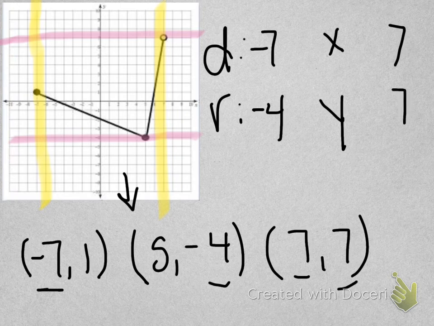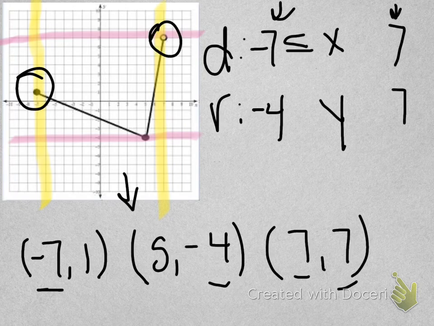Now, you do need to look at the graph when it comes to picking out your inequality symbols. So when we are talking about when x is -7, that's this endpoint. That is a closed circle, which means it needs to have or equal to. So I'm going to put less than or equal to. When x is 7, it's an open circle, which means it's not going to be or equal to. It's just going to be less than.